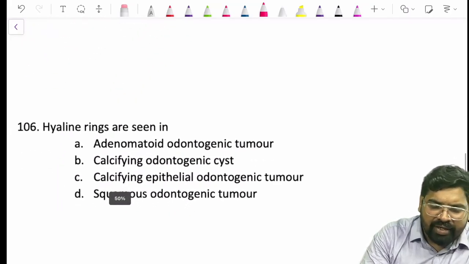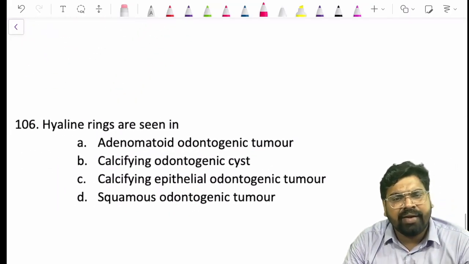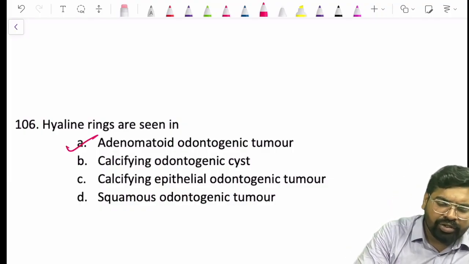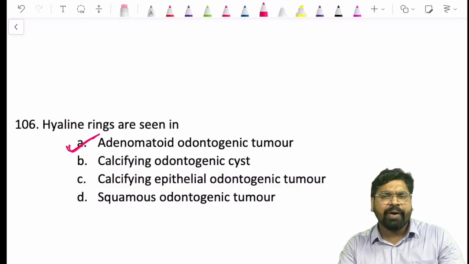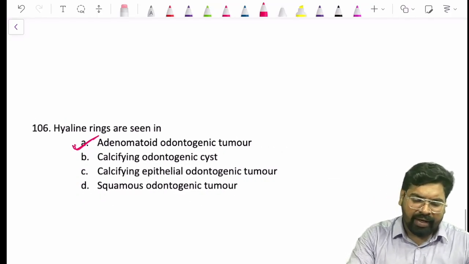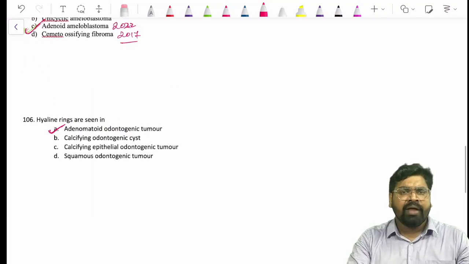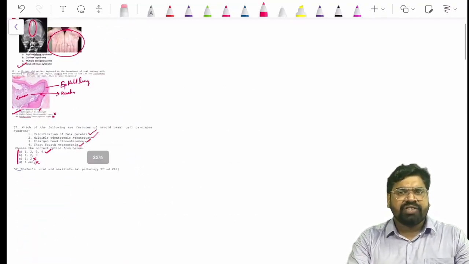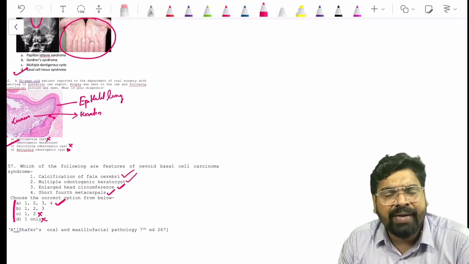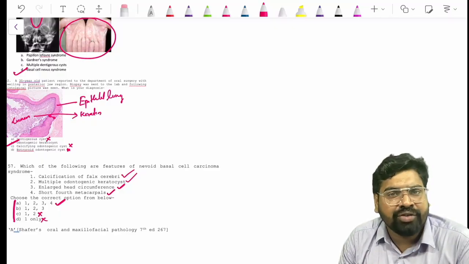This is the last question. Hyaline rings are seen in which tumor? Very simple. Adenomatoid odontogenic tumor: hyaline rings or hyaline droplets, all these are seen in your AOT. I hope this is clear to you. This is how they ask questions in odontogenic tumors, and I hope you are thorough with AOT and all the odontogenic tumors.